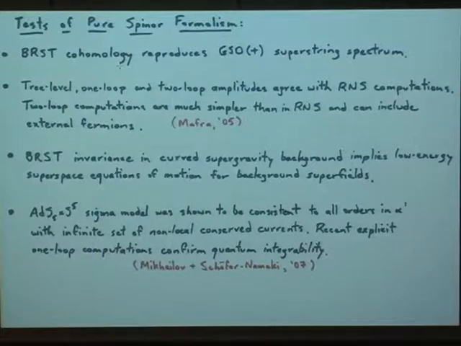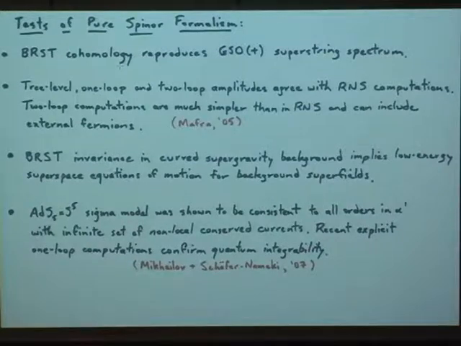But in fact, you can show that they agree with the RNS computations. And the two-loop computation is, in fact, much simpler than the RNS computation. So instead of being a 100 or 200-page computation, now it's just a 5 or 10-page computation. And of course, because it's done in superspace, one automatically includes the external fermions, which has not been done yet in RNS. So this equivalence was actually shown by my student Carlos Mafra a few years ago.